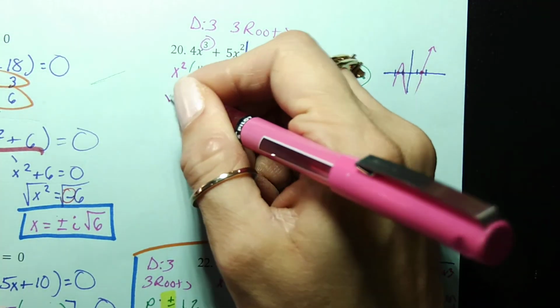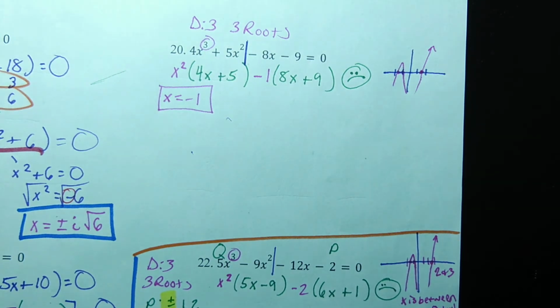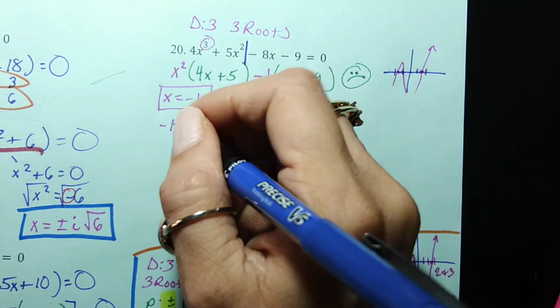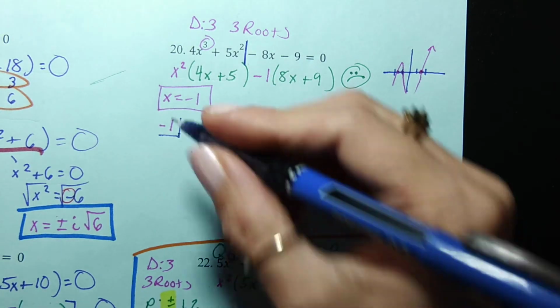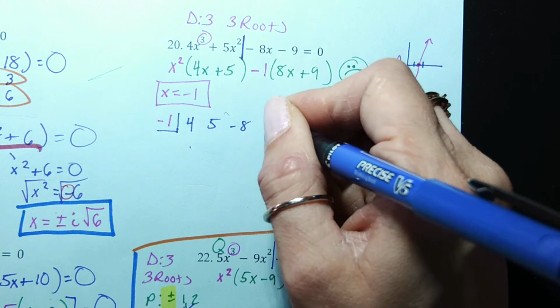So sweet, I've got a root. Do I need to use P over Q values? Nope, not yet at least. Once we've got a root, we put it in the box. So -1 in the box. We're going to try to break down that polynomial to be a quadratic. So 4, 5, -8, -9.